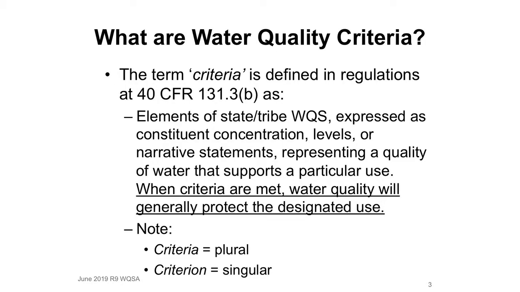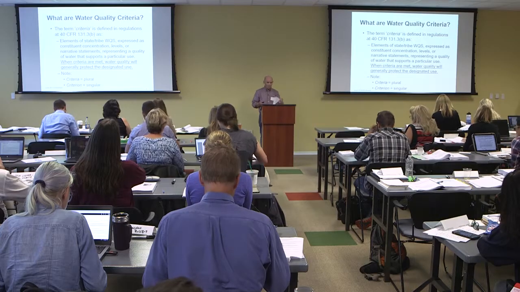So the first slide is about what are criteria, and criteria are basically statements about protecting designated uses. They can be numeric, they can be narrative. They apply to the water. They don't apply to anything else. They apply to the water, so the water quality standards. You can read that if you like. I'll give you a second to read it. All right.